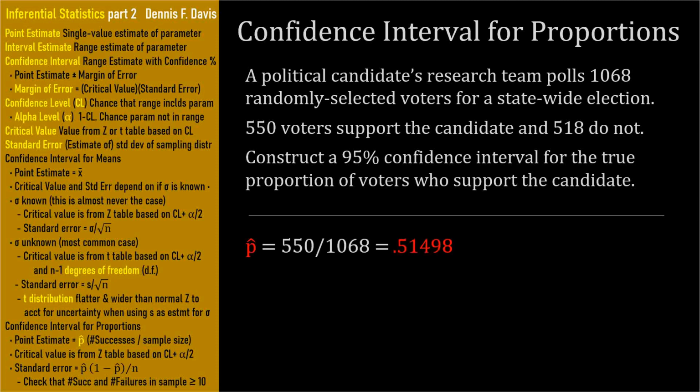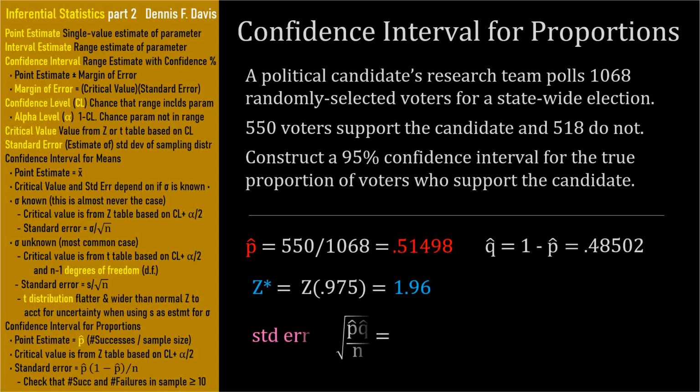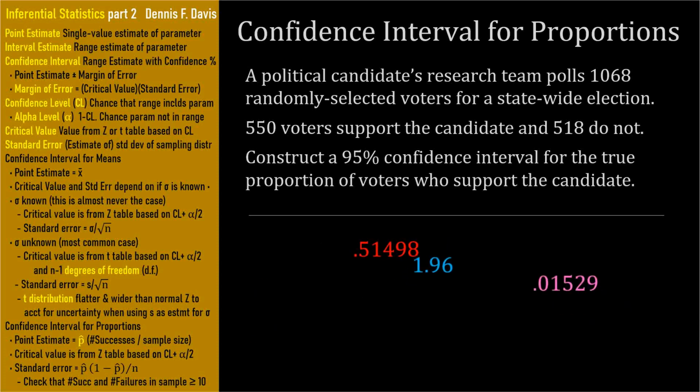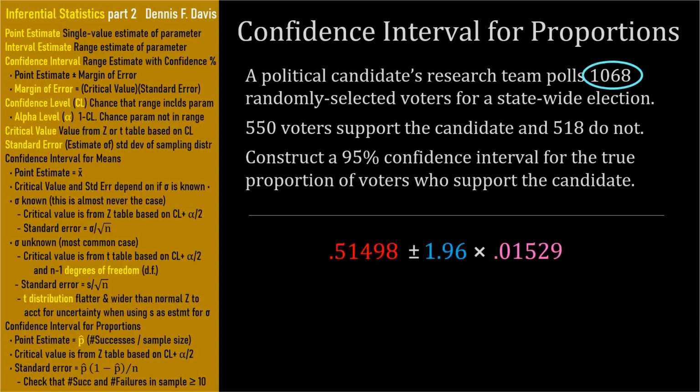So, p hat equals 0.51498. Q hat equals 0.48502. There's no change to the critical z-value since it depends on the confidence level, which is still 95%. And after a little math and square roots, the standard error is 0.01529. Here's our confidence interval formula. The right term is the margin of error, and let's note that it is less than or equal to 0.03.